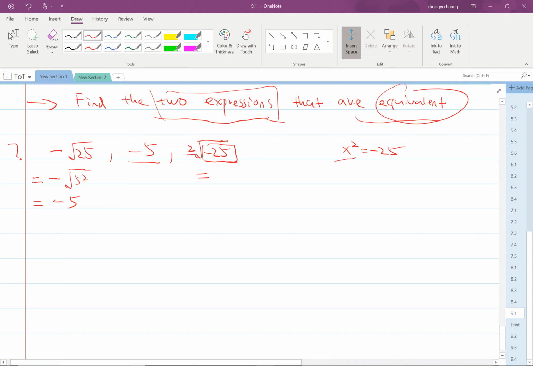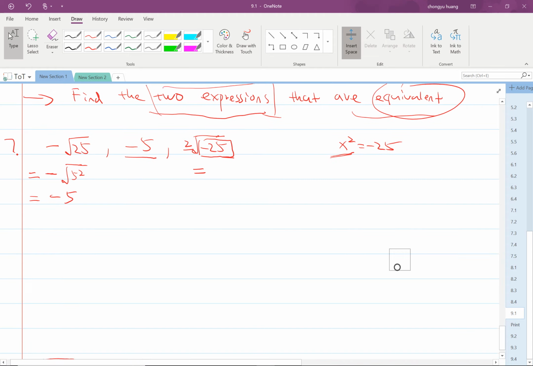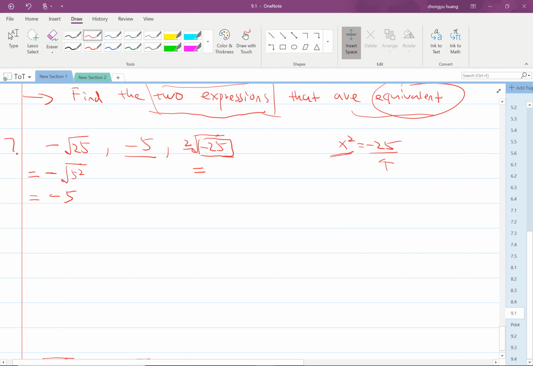We have a square root, but the number inside is actually a negative number. As everyone knows, if we have a square root, then the number has to be positive, bigger than or equal to 0.